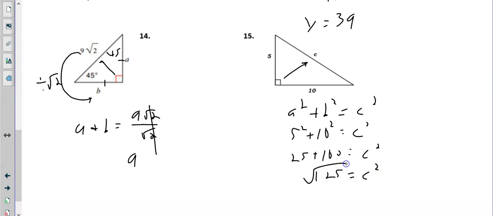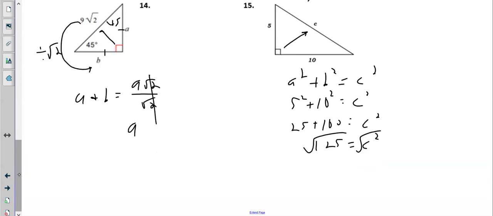I'm going to square root both sides. I want an exact answer, so I'm going to simplify this one. So I look on my list and find the perfect square number that goes into 125. Well, that's 25. How many quarters make a buck 25? 5 of them. I simplify the magic number, perfect square, and I get 5 radical 5 equals c. That's my hypotenuse. And that's it.